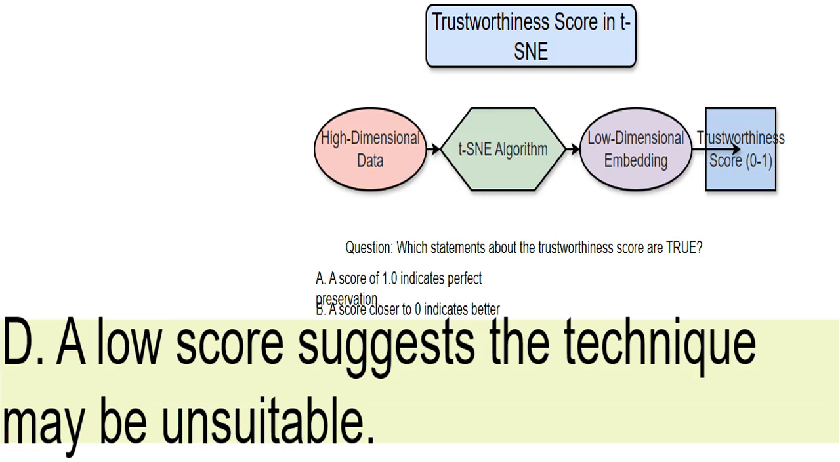I see a low trustworthiness score as a red flag. It tells me that t-SNE may not be the right tool for visualizing this particular dataset. The underlying structure of the data is not well captured if the score is low. We might need to explore alternative dimensionality reduction methods.